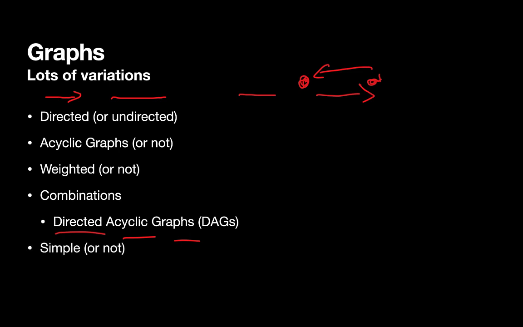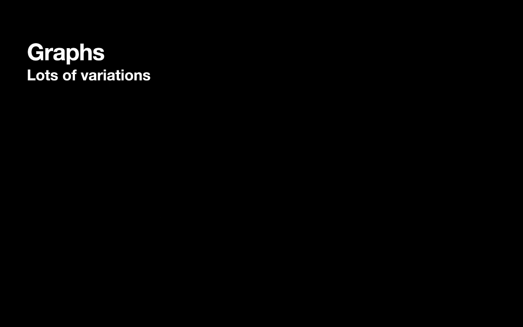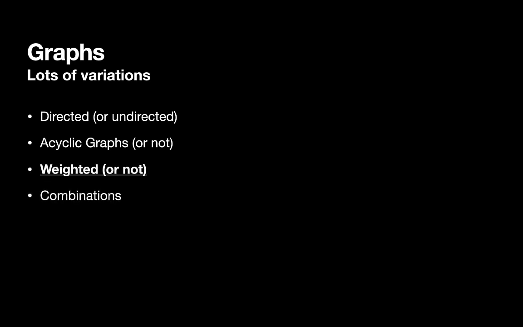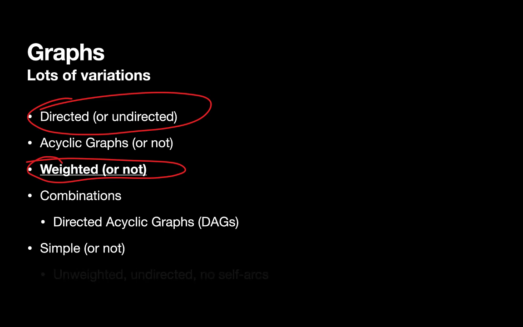There's also the concept of a simple graph, whether a graph is simple or not. Simple graphs are a combination of these features. They're unweighted, undirected, and there are no self-arcs. So we never have a vertex with an edge coming back to itself in a simple graph. Okay, today we will be focusing primarily on weighted graphs. We'll focus on weighted graphs, and they may be directed or undirected. In some examples, we'll look at directed graphs. In some, we'll look at undirected graphs.